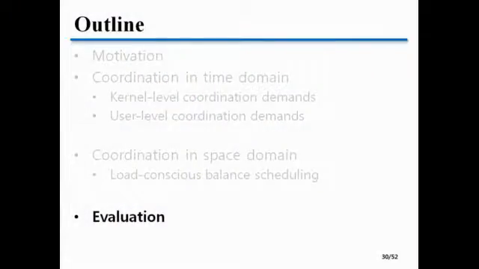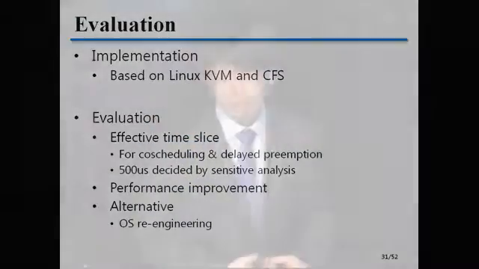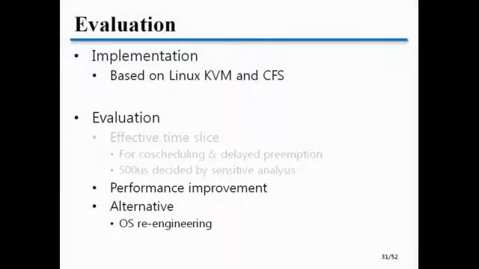So here's the evaluation. We implemented our scheduling scheme based on the Linux KVM hypervisor and the CFS scheduler. In our evaluation, we first determined the effective time slice for the best performance of coscheduling and the delayed preemption. In our sensitivity analysis, 500 microseconds, which is a very short period, is most effective for most cases. Based on this, we evaluated performance improvement and discussed one of the OS re-engineering issues as an alternative. I'm going to explain the last two evaluations in this talk.